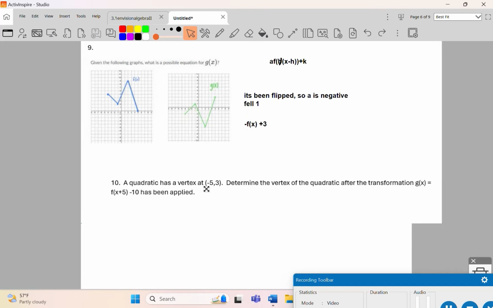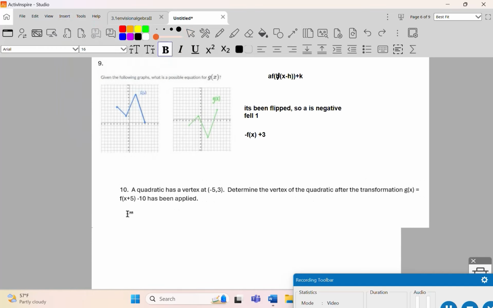Quadratic has a vertex at negative 5, 3. Determine the vertex of the quadratic after the transformation g of x equals f of x plus 5 minus 10 has been applied. All right, so this x plus 5 means that we don't shift right, we shift left 5. And then we have the minus 10, which is simply down 10. So if we take our negative 5 and we take away 5 more, we're at negative 10. If we take 3 and we take away 10, we're at negative 7.